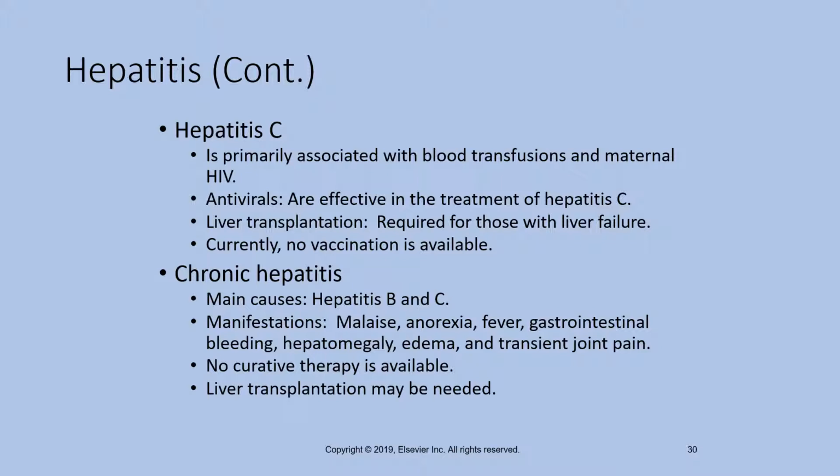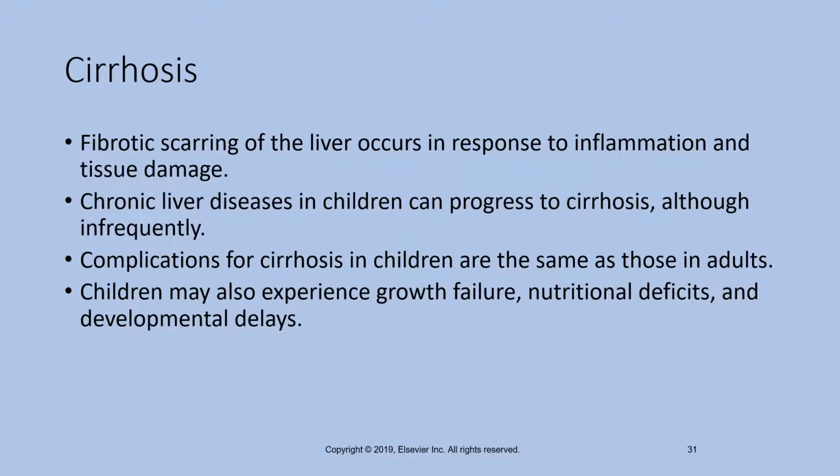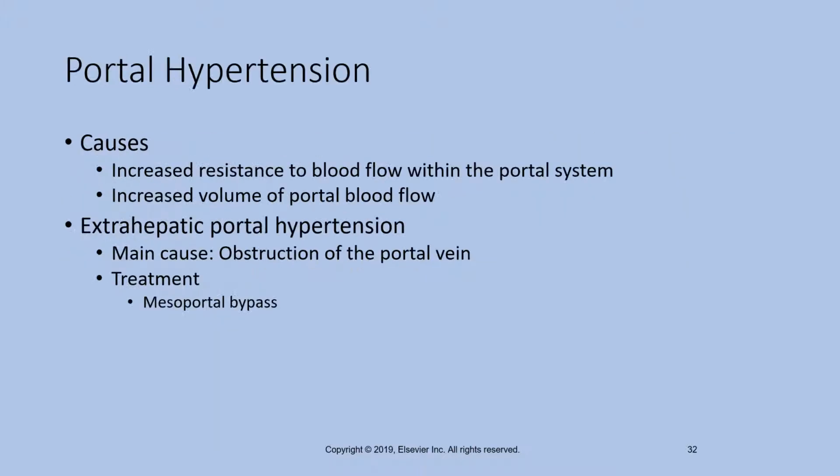Chronic hepatitis has many causes, such as Hep B or C. Manifestations include malaise, anorexia, fever, gastrointestinal bleeding, hepatomegaly. There is no cure therapy. Liver transplantation may be needed. Don't think about cirrhosis occurring in children, but it does. Fibrotic scarring in the liver occurs in response to inflammation of damaged tissue. Chronic liver disease in children can be aggressive. Cirrhosis occurs, although infrequently. Complications of cirrhosis in children are the same as in adults, and children may experience growth failure, nutritional deficiency, and developmental delay.